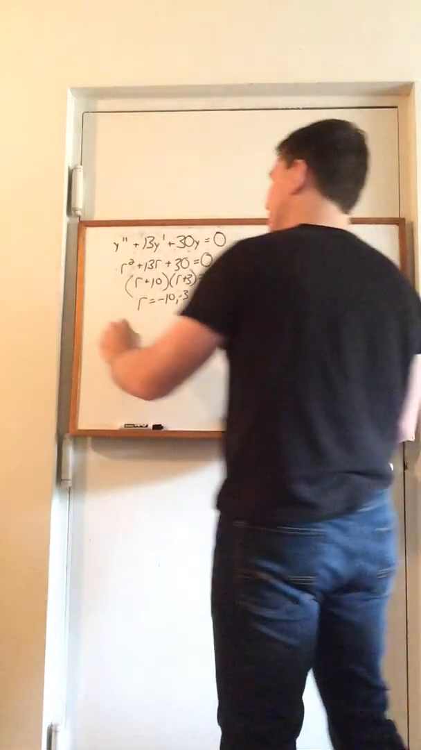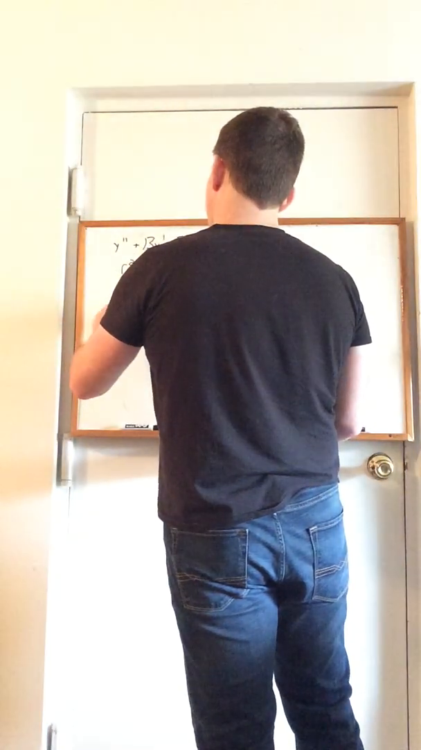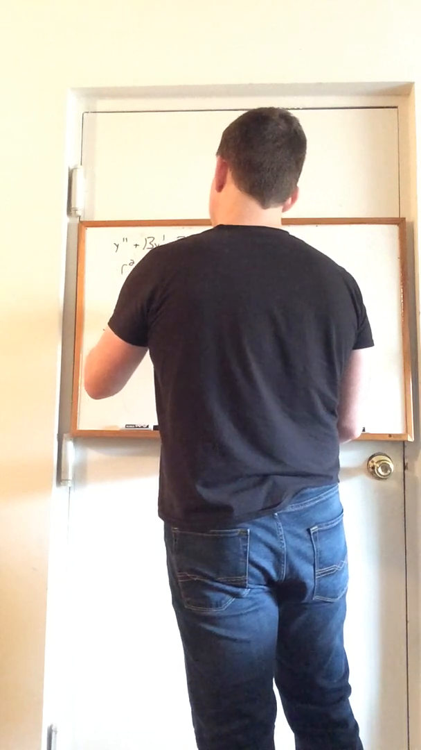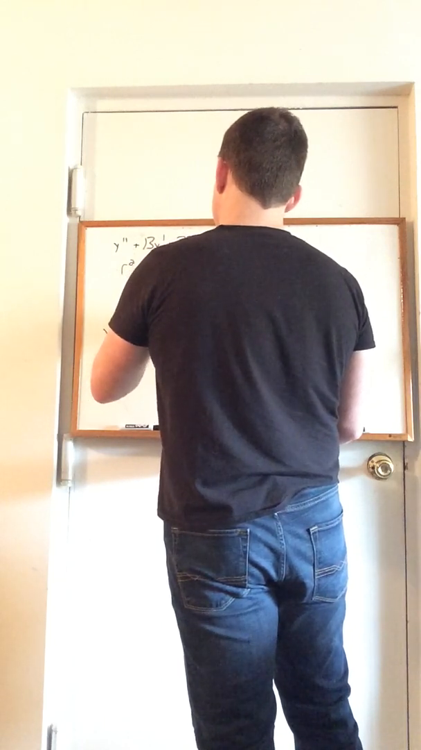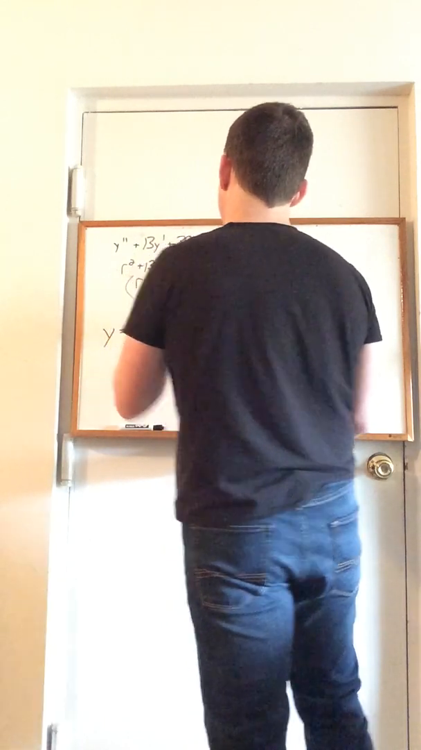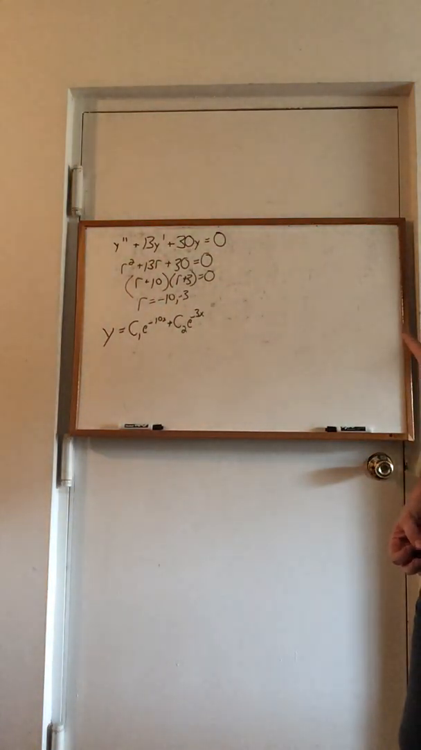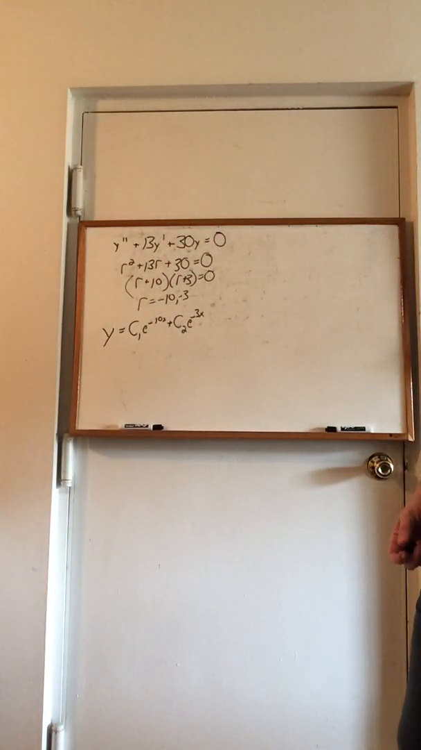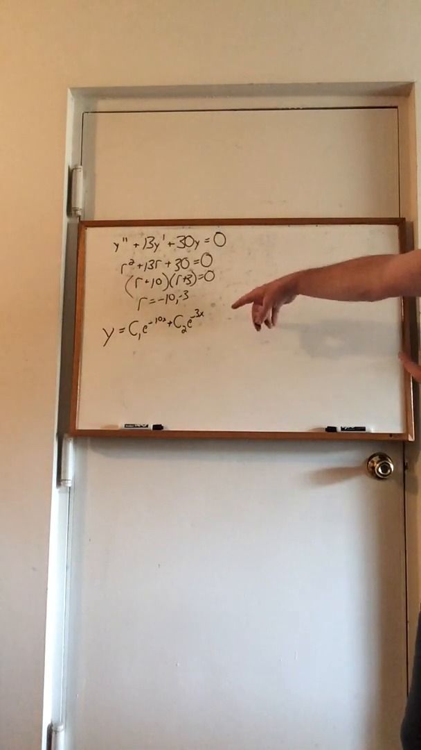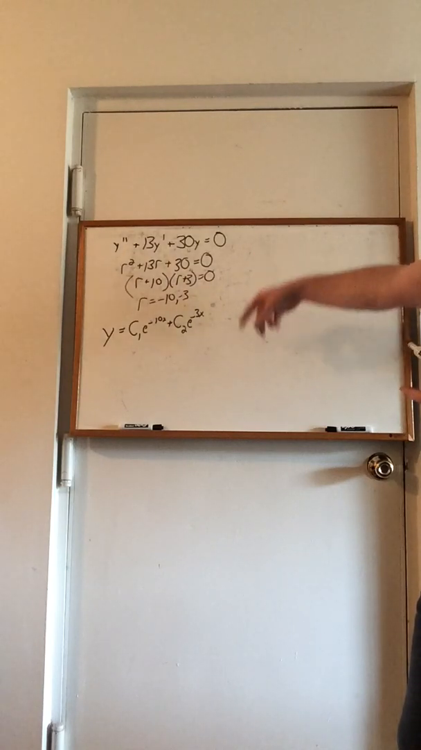And now I immediately get my solution: y equals c sub 1 e to the negative 10x plus c sub 2 e to the negative 3x. And I'm done. Again, these are really straightforward. The algebra to actually work them out, especially when they become non-homogeneous and you have multiple functions floating around, can be rather cumbersome. But as long as you know the possible ways to write your solution, it's pretty straightforward and simple.